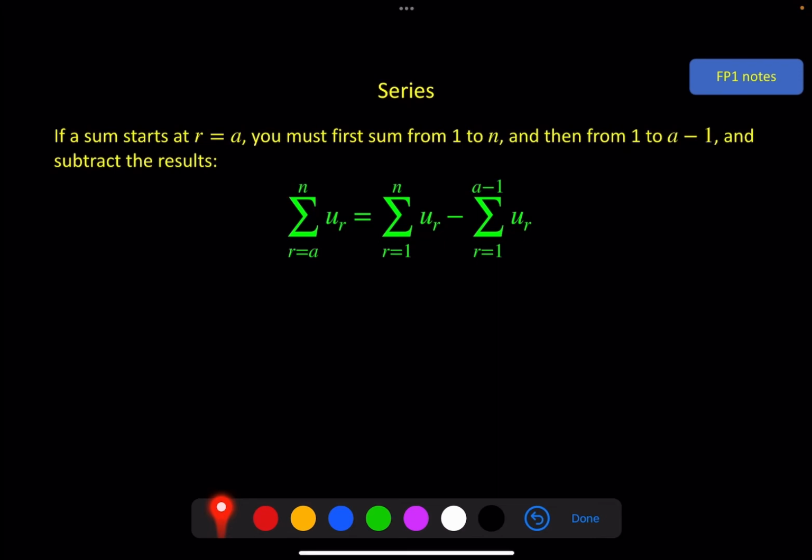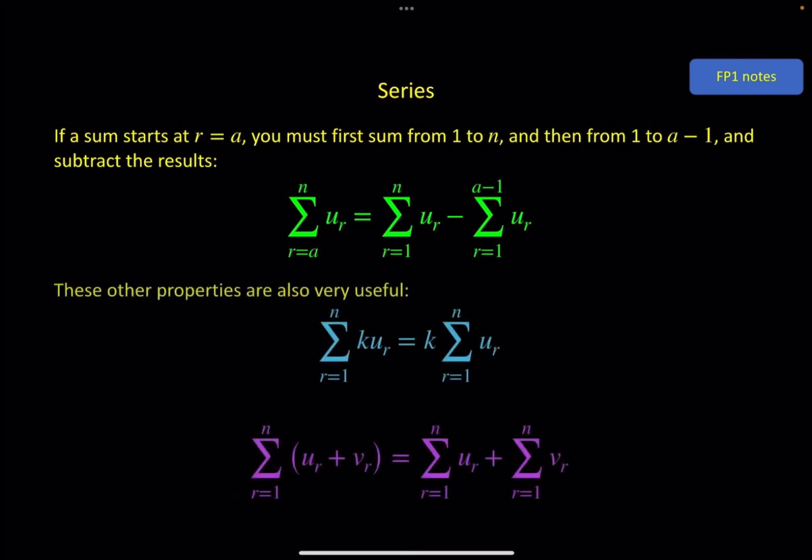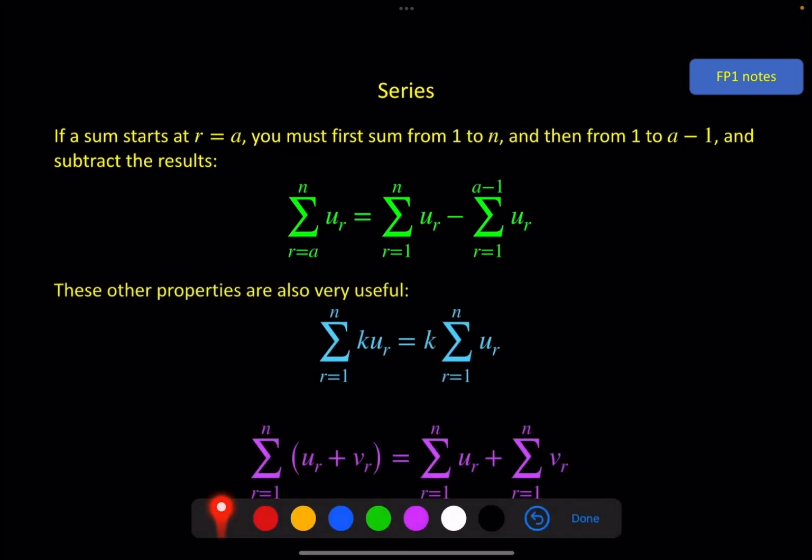There are a couple more properties that are very useful. Here they are. This is saying that if you've got a constant times a sequence in the summation, because that constant will be on every term, you can effectively factorize that out and bring it outside of the summation. So you can do the summation first and then find your answer and just multiply your answer by k instead of having k on every individual term.